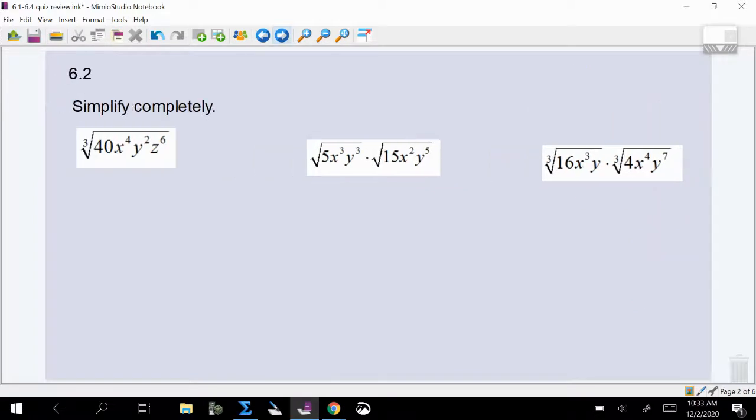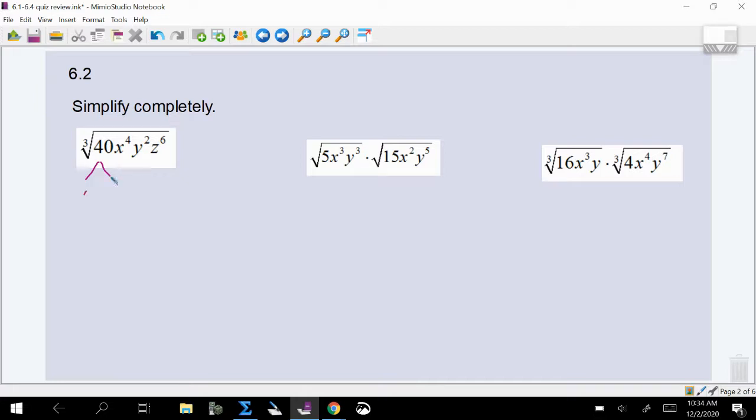Moving on to 6.2. 6.2 was probably the one that took the most amount of time of anything that we did in this chapter, because we made a lot of factor trees. So you need to break down the number that's under the radical into something that is perfect. This is when it really helps to have all your reference lists by you. You had a perfect square reference list, a perfect cube, a perfect fourth, a perfect fifth. You can also use your calculator to help you create those again.